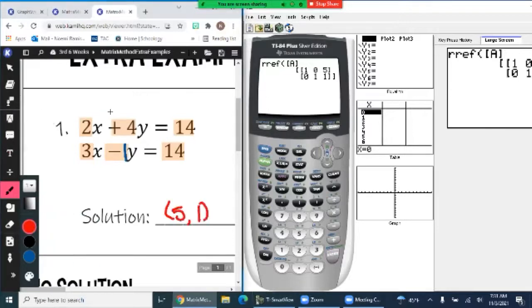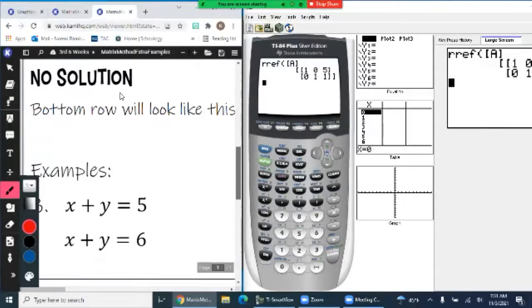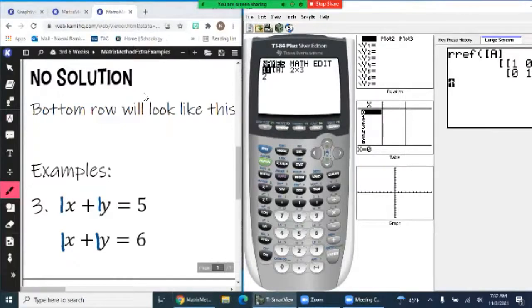So on the STAAR test, if they ask you what is the Y value, you'd give them the 1, or they could say, what is the X value of the solution to the system? Give them the 5. Now, let's look at an example that has no solution. Remember, if it's no solution, that means they do not cross at all. They are parallel lines. So let's see how this screen would look if that were the case.